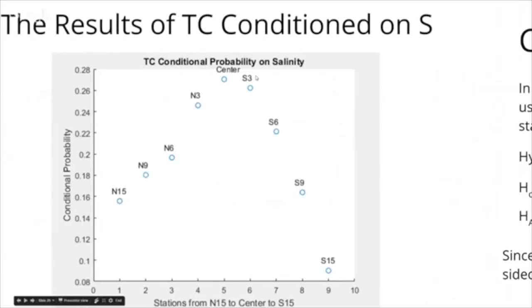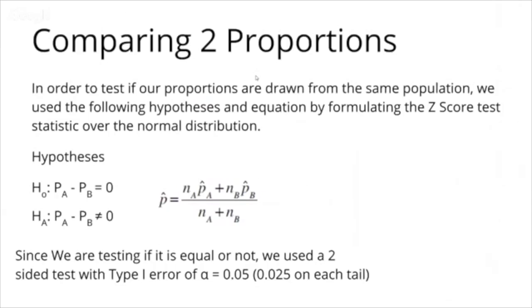Comparing two proportions. In order to test if our proportions are drawn from the same population, we use the following hypotheses and equation by formulating the z-score test statistic over the normal distribution. Our hypotheses were the null is P of A minus P of B equals 0, and the alternate is P of A minus P of B does not equal 0, where P of A is the probability of TC greater than 1000, and P of B is the probability of TC greater than 1000 conditioned on temperature or salinity.